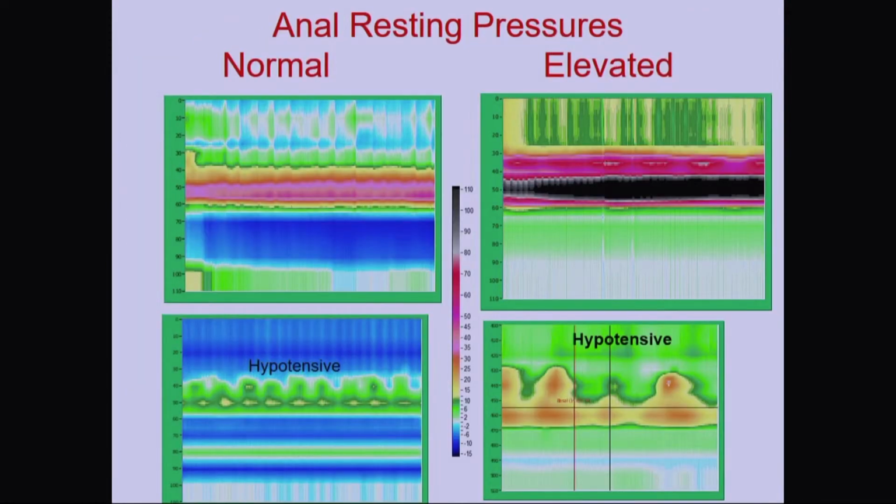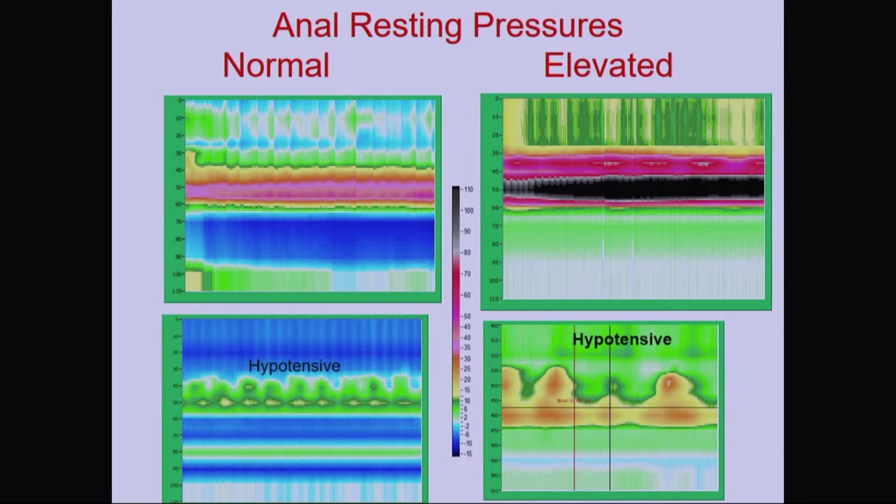That's how the normal anal pressures look. This bar running across horizontally, the different colors are the different pressures, and that's a normal anal resting pressure, and that's an elevated pressure. As you can see from the picture, these two are hypotensive pictures.